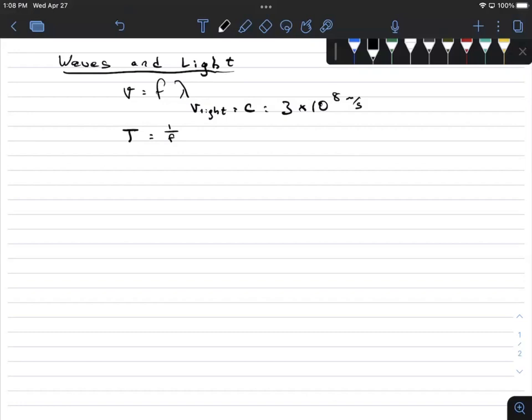The period is kind of the opposite. It says, if I look at just one oscillation, how long does that take? How many seconds does it take to make one oscillation? So frequency and period are related very strongly. Period is the inverse of the frequency.